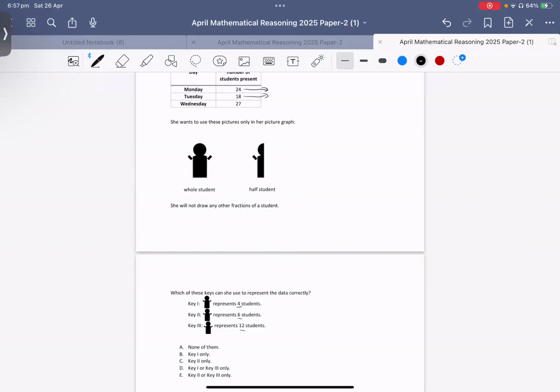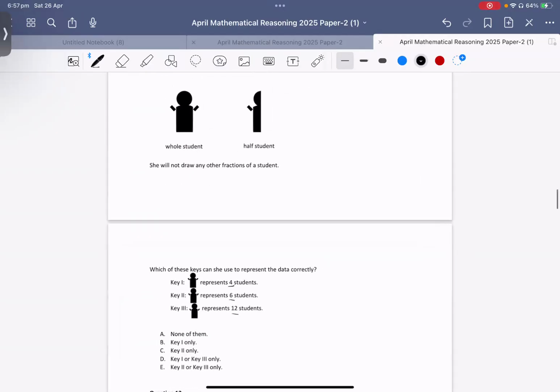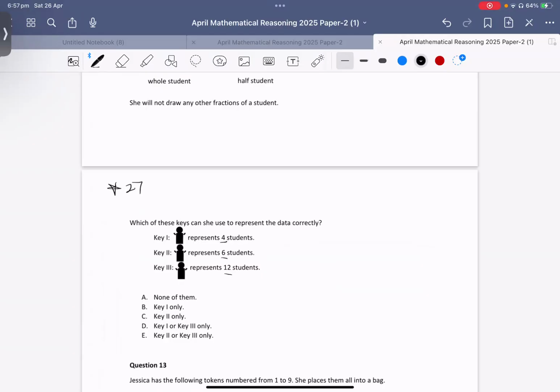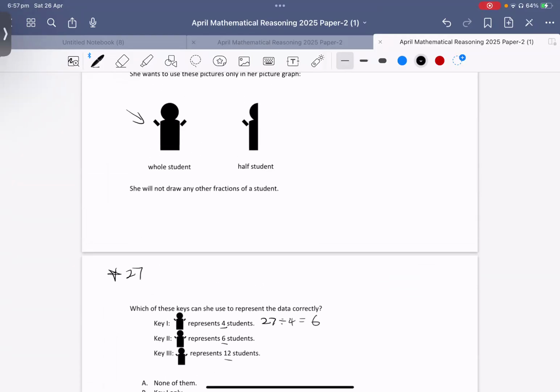One of the more interesting ones that I would pick to check is 27 because 27 is not an actual multiple of any of those numbers there. And because of that, it'll give us a fraction or a remainder where we'll be interested to know whether these keys actually work. So let's check 27. If the key represented 4 students, if we do 27 divided by 4, that would be 6 full students, right? We would have 6 of these diagrams, and it's remainder 3, isn't it?